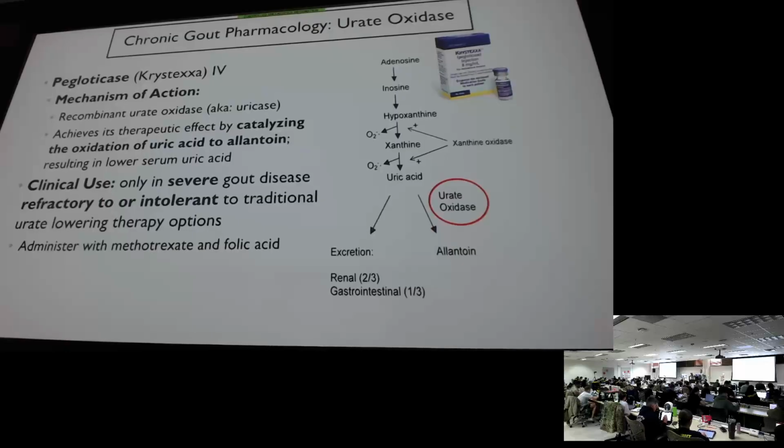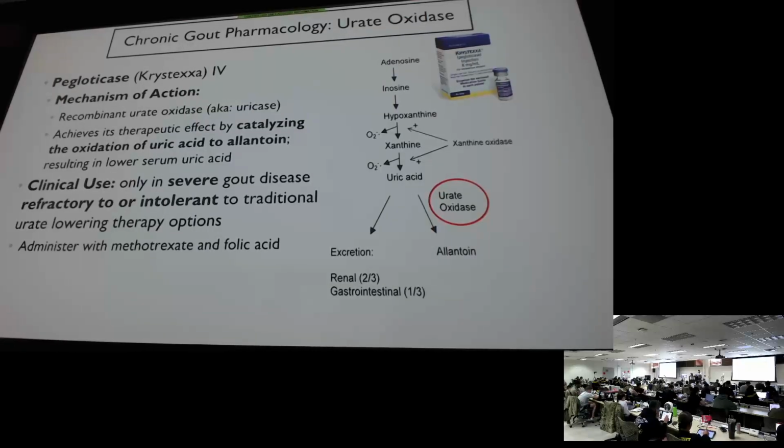And then finally, the pegloticase, or Krystexxa. This is IV. When you start seeing IV, where's the patient? In the hospital, right? So this has failed everything else. Basically, where the red circle is, on this chart all the ULTs are pointed out, right? If you go back and look, the XOIs act at the xanthine oxidase, and then now over at the urate oxidase, if you're giving that, that's what pegloticase is. You're converting the uric acid to something else, the allantoin.